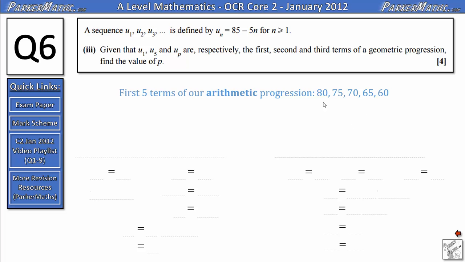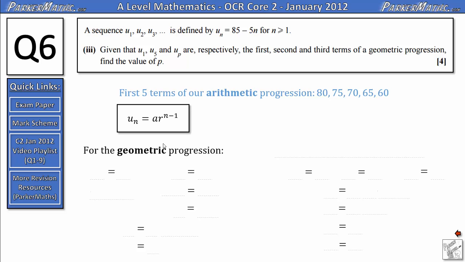So now we'll compare our arithmetic progression with what we know about our geometric progression. In a geometric progression, we've got a formula for the nth term, and that's given here. We're going to use that later on. And we know the first term, which I'm going to call V1 to differentiate it from this sequence up here. It's the same as the first term in our arithmetic progression. And U1 is 80, so we can say V1 is also 80. So that tells us that a, our first term in the geometric progression, is 80.